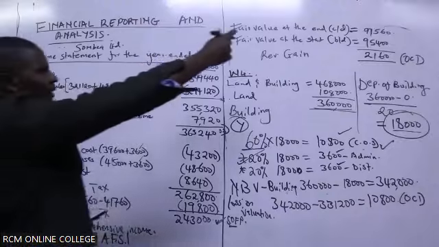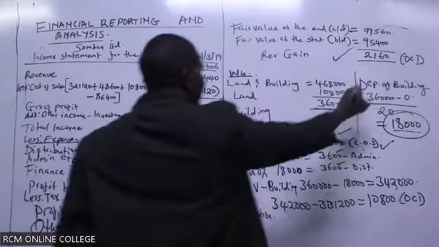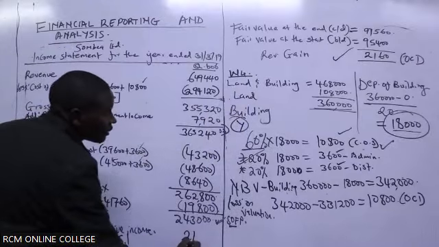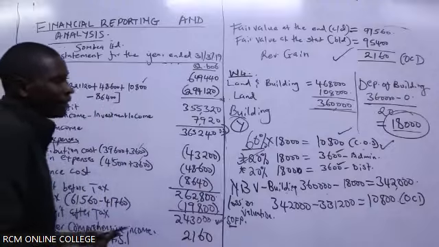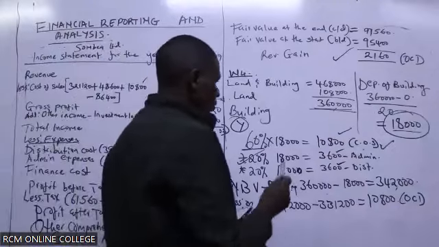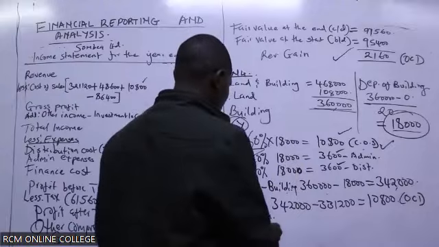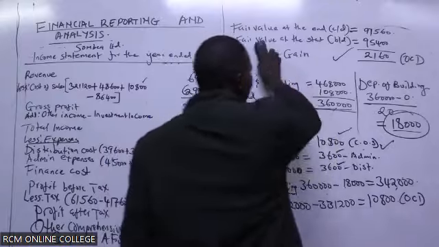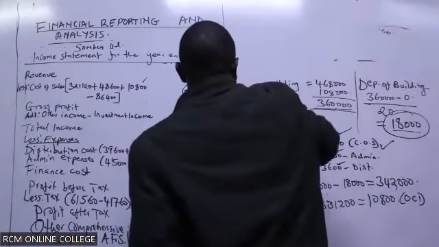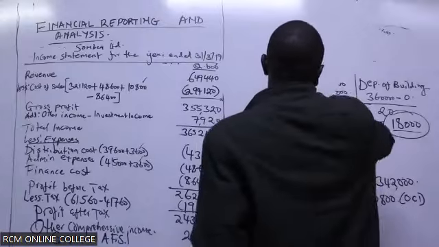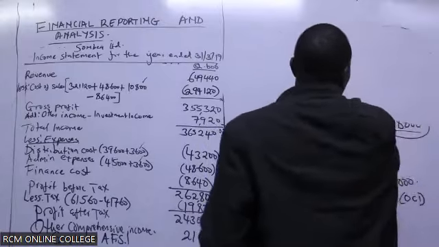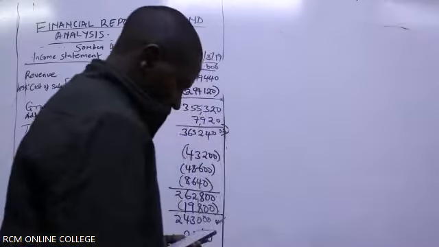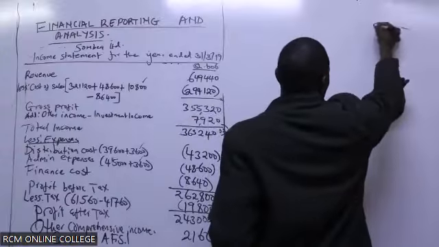Hata hatujafuta, iko hapa. Gain we add. You see we had written OCI. Gain is 2160. And then we had loss on revaluation of building, hiyo tutatoa, so that you're able to get the total comprehensive income.